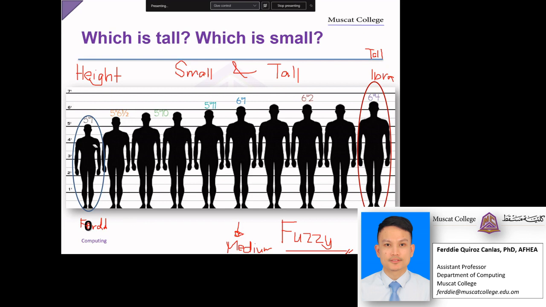So if you are small, it will be represented by 0. If you are tall, it will be represented by 1. But the problem now is, how about those in the middle? How could we categorize these people in the middle and represent them in machine form? So this is now the problem, right? How do we put the range between 0 and 1? In digital, we only represent values as two, 0 and 1.